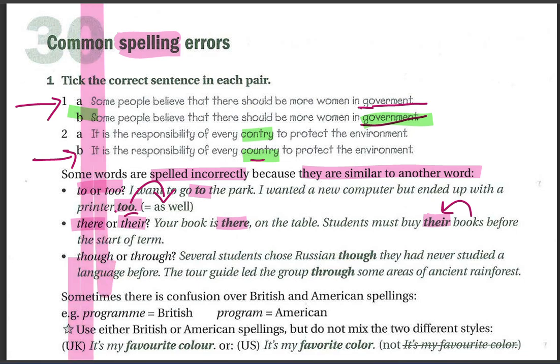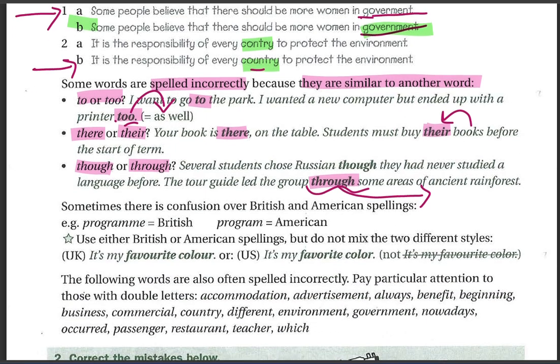The next one, though and through. Several students choose Russian, though they had never studied a language before. The tour guide led the group through some areas of ancient rainforest. So when you want to walk somewhere through the river, through the bridge, this is when we use through. Great.